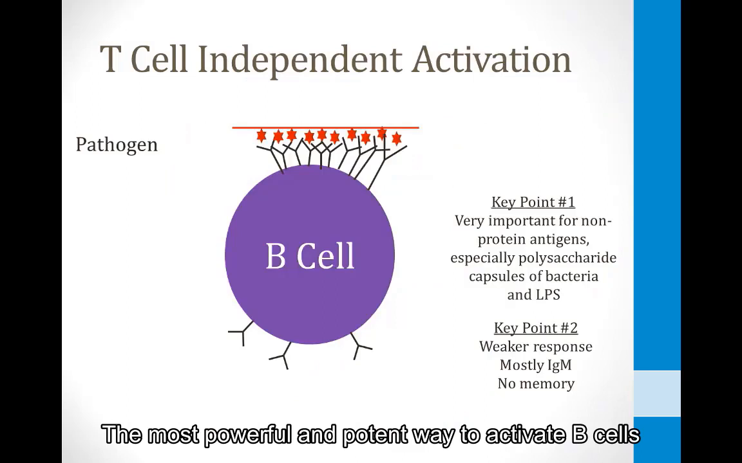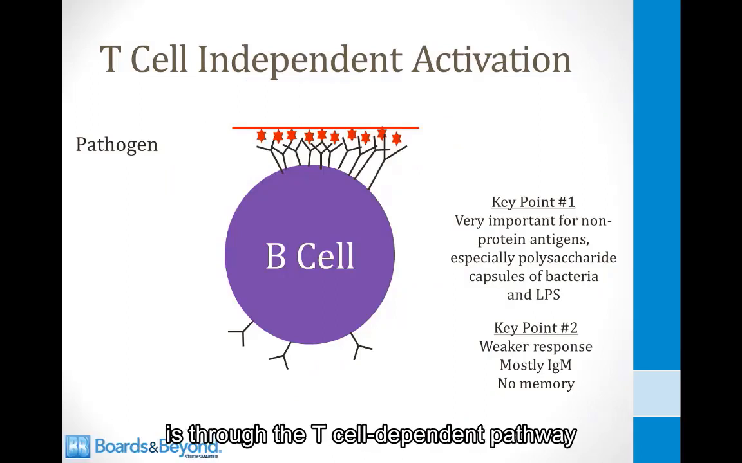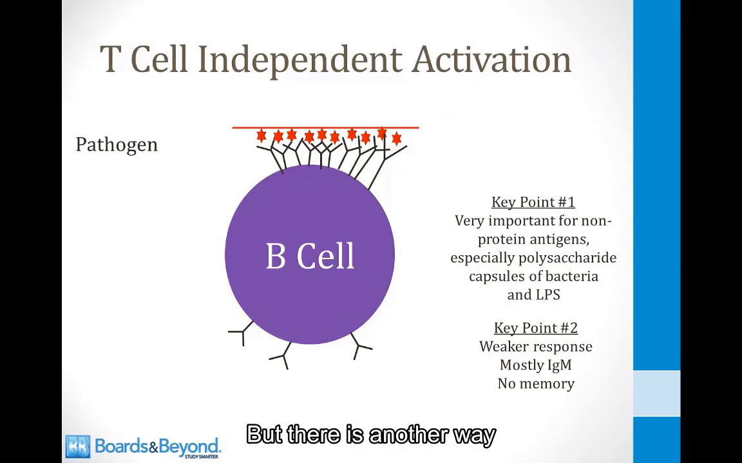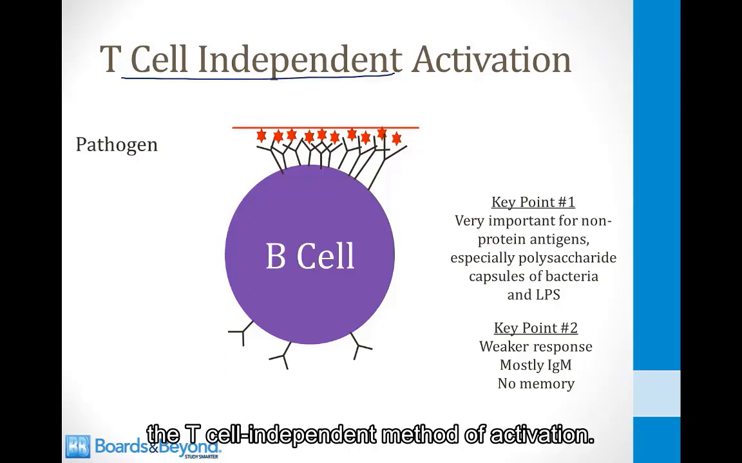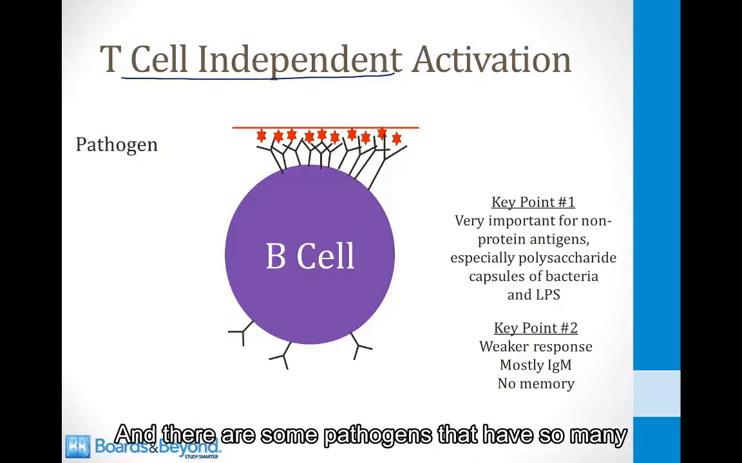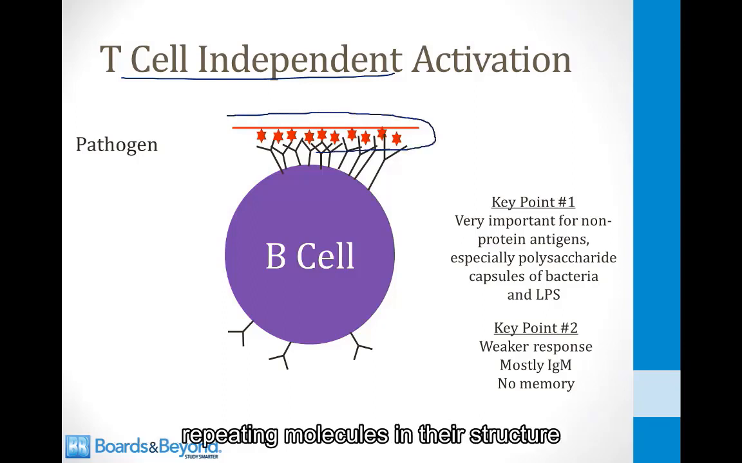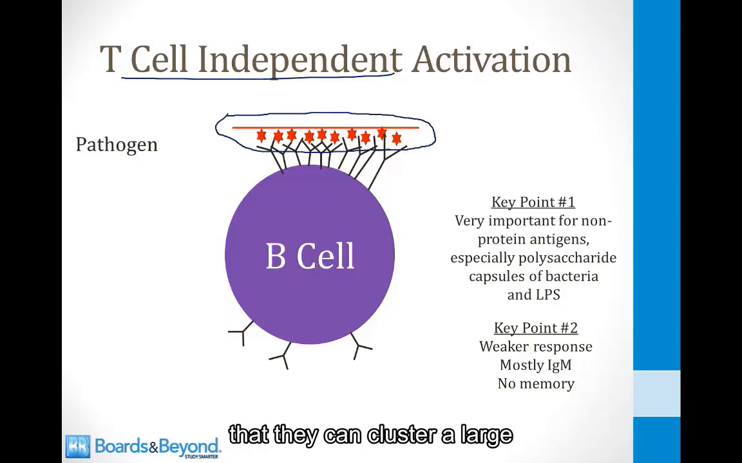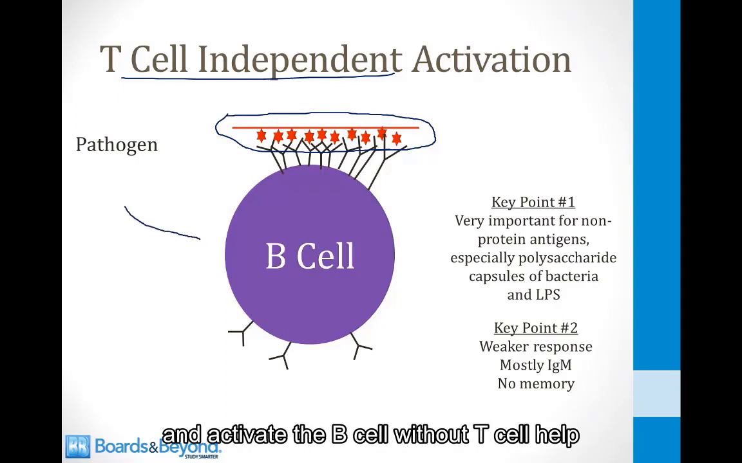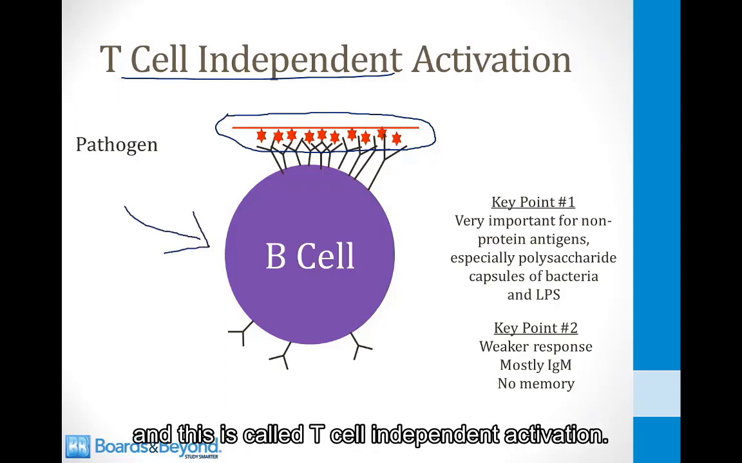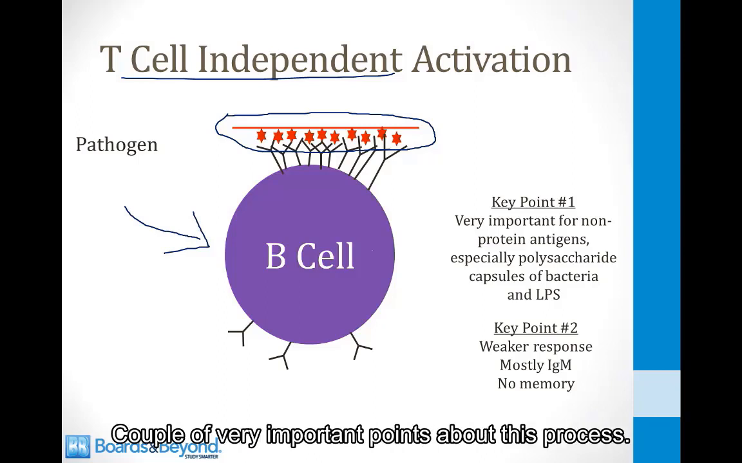The most powerful and potent way to activate B cells is through the T cell dependent pathway with T cell help. But there is another way that B cells can be activated, and it doesn't involve T cells. So it's called, obviously, the T cell independent method of activation. And there are some pathogens that have so many repeating molecules in their structure that they can cluster a large number of B cell receptors together and activate the B cell without T cell help, and this is called T cell independent activation. A couple of very important points about this process.